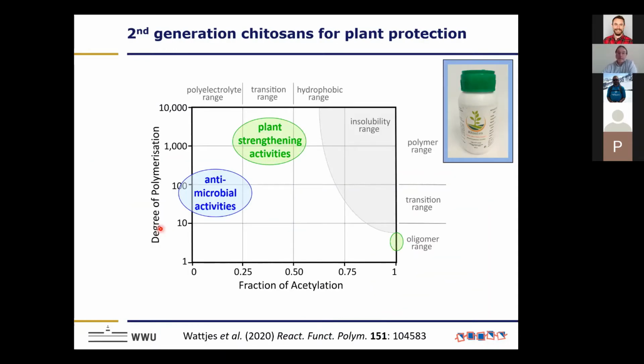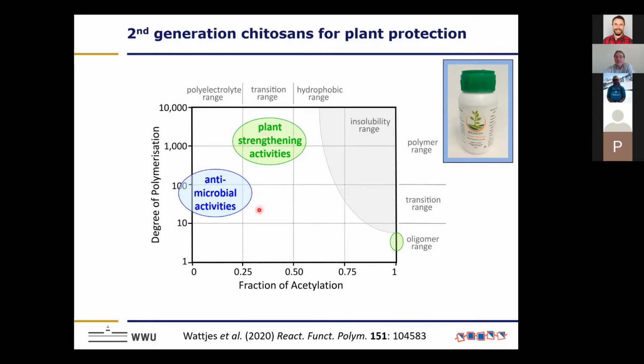So doing such kind of assays, many different assays on many different plants with many different chitosans, we finally came up with the bioactivity matrix for chitosans, in which we can see that there's an area of rather small polymers with very low fraction of acetylation. This is a high charge density. They are best for antimicrobial activities, whereas the chitosans which have strongest plant strengthening activities have a higher molecular weight and also a higher fraction of acetylation.